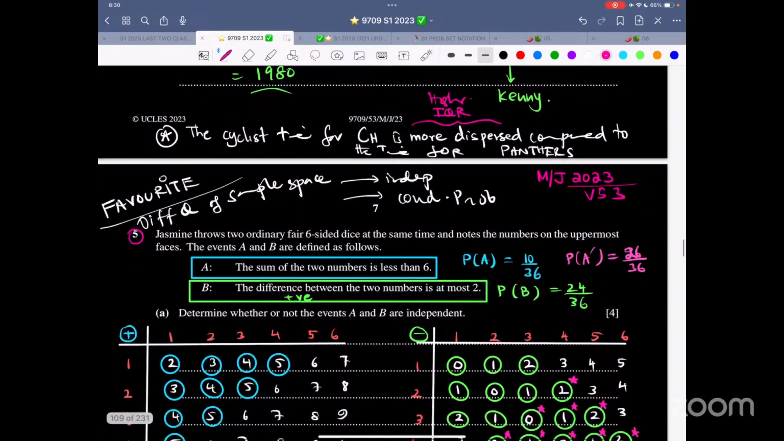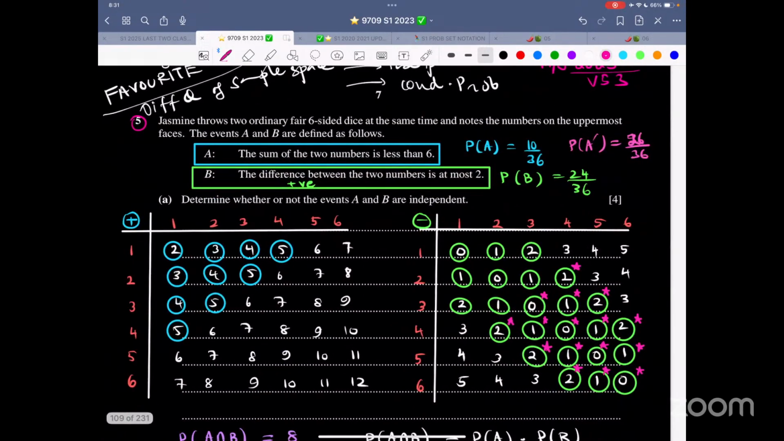Now, first read this question. It says, Jasmine throws two ordinary fair six-sided dice at the same time, and notes the number on the uppermost faces. The events A and B are defined as follows. There is a blue event: the sum of the two numbers is less than 6. Less than 6 does not include 6. Part B: the difference between the two numbers is at most 2. When it says difference, that means a positive difference, otherwise they would have mentioned it. At most 2 means it could be 2, 1, or 0.